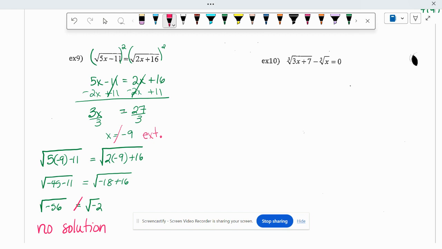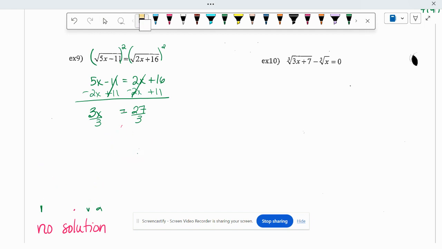X equals negative 9. Did I say x equals negative 9? Ding, dang, dong it. Now, if we were in class and not me making a video, I would have caught that. X is positive 9. All right, strike that, rewind.